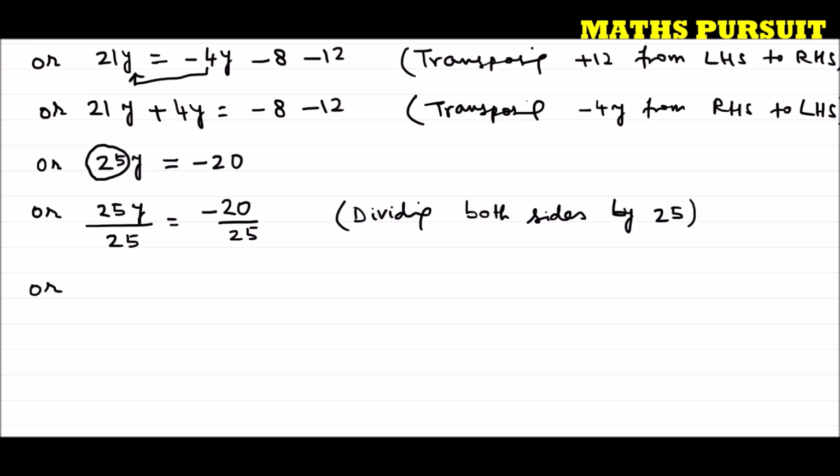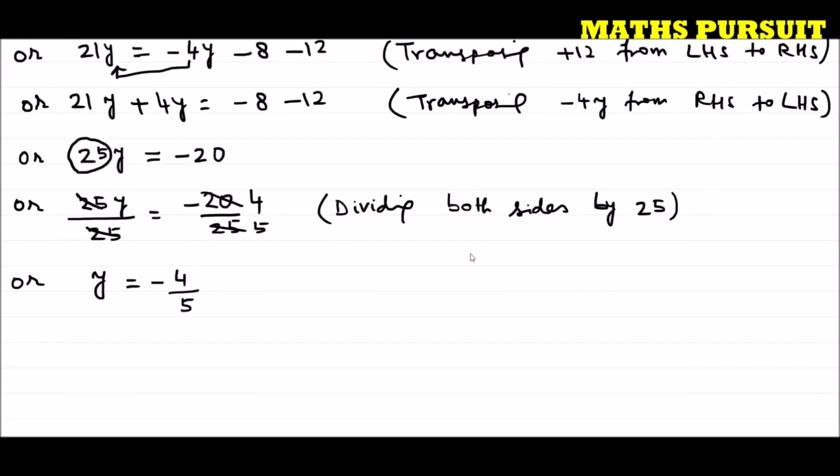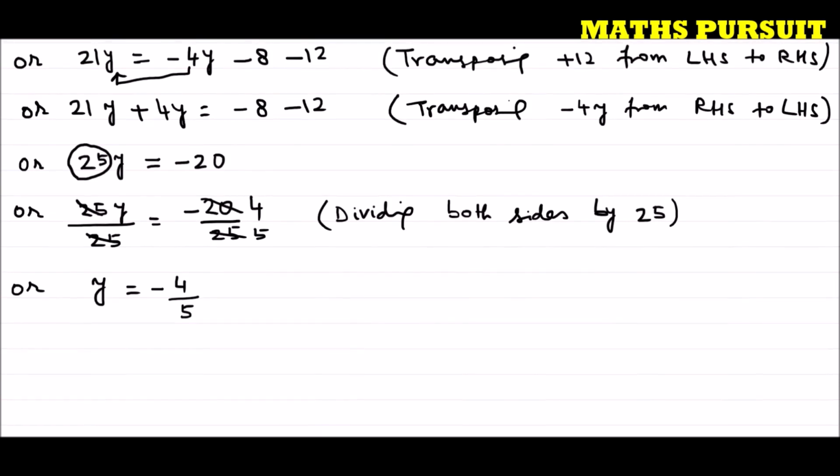Now, I can write y is equal to, this 25 cancels out. So we are left with only y. Y is equal to, 5 4s are 20, 5 5s are 25. So we got minus 4 upon 5. So guys, this is our answer. Now you could see that we got the value of y as minus 4 upon 5.